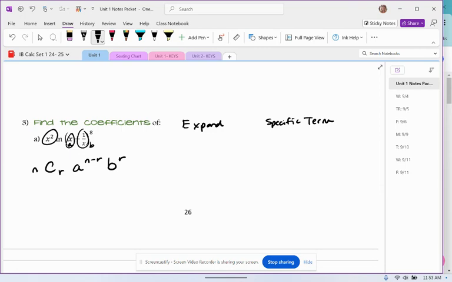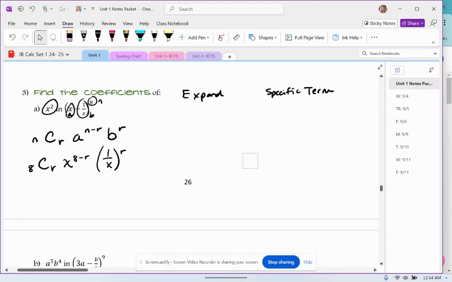So we have 8, which is always where n goes as well. So we have 8 choose r, r is unknown, a is x to the n, which is 8 minus r, and then b is 1 over x to the r. All right, so I got some stuff going on here. I need x to end up having an exponent of 2.